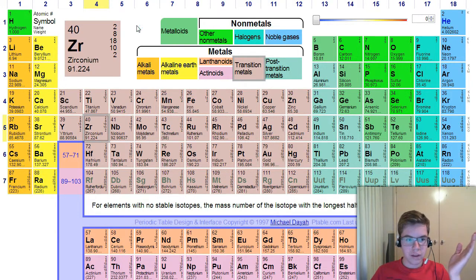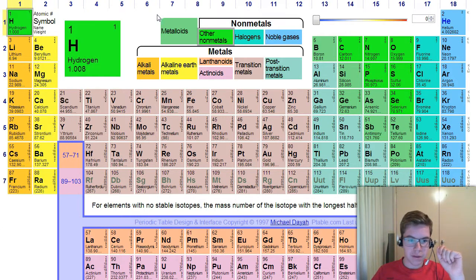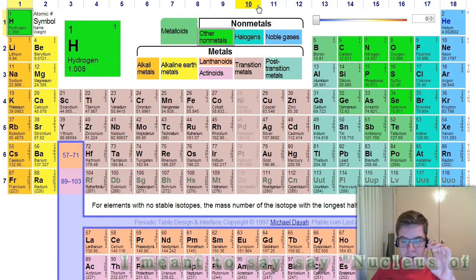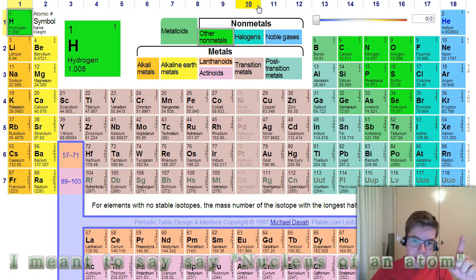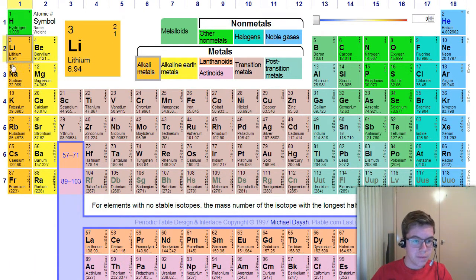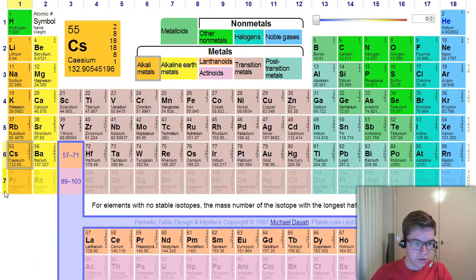I bet you wonder why the periodic table is in rows and columns. Well, I can explain that as well. You see, these numbers up here represent how many shells there are around the nucleus of an atom, and then the number here represents how many electrons there are in the last shell.